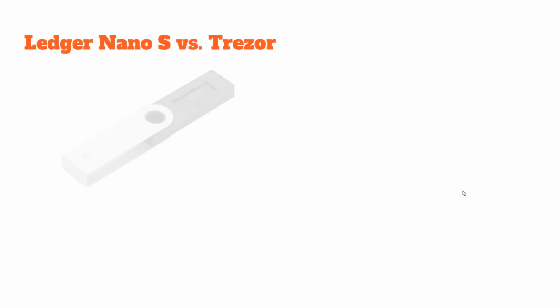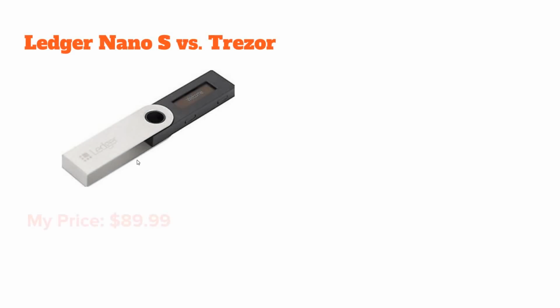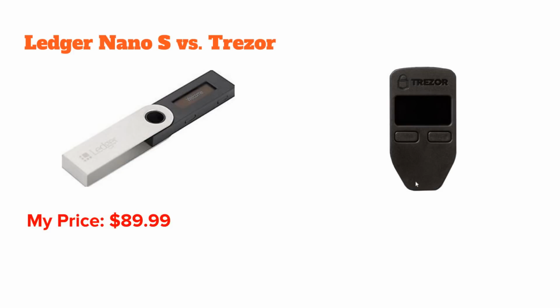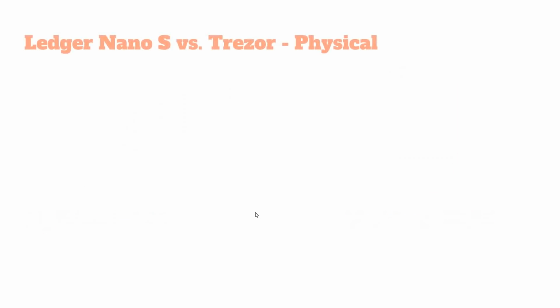First of all, I got my Nano for $89.99, and the Trezor for $119.99. So the difference between these two is about $30. Let's take a look to see why there's a price difference and how good they are. Let's move forward to the physical comparison.